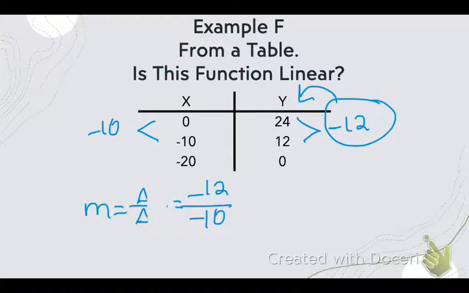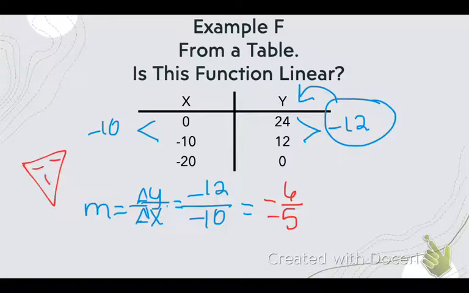I should see change of y over change in x. So my y goes on top. All right, now I have -12 over -10. I can simplify that down to -6 over -5. And then I can use Mr. Multiple Division, and I say a negative divided by a negative gives me a positive 6/5.